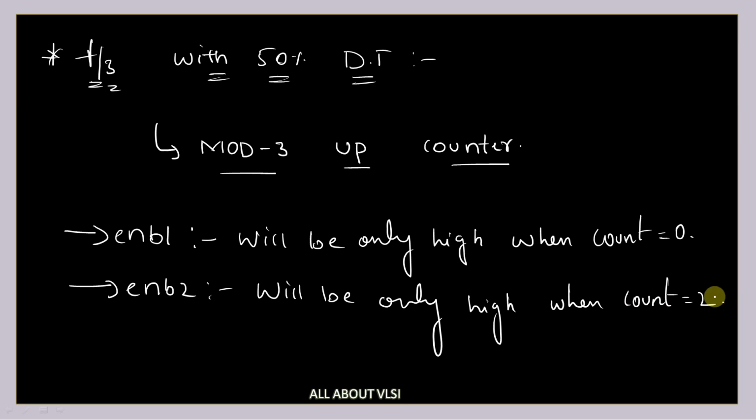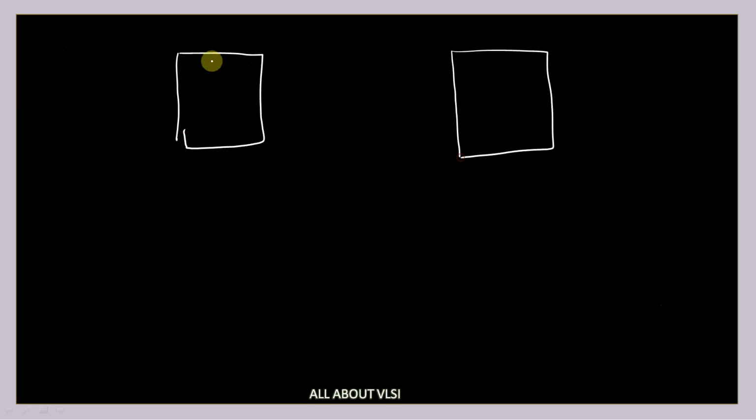This is our requirement. Okay, now what I'm going to do, I'm going to provide this enable 1 signal. So I'm going to take two flip-flops. These two are my T flip-flops. This is a T flip-flop and this is a T flip-flop, and this is active high and this is a negative edge or active low T flip-flop.